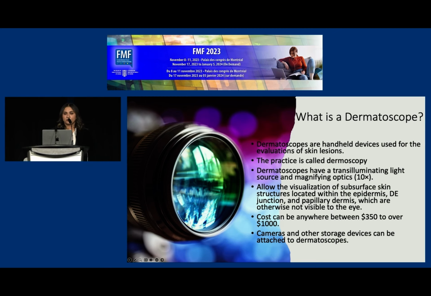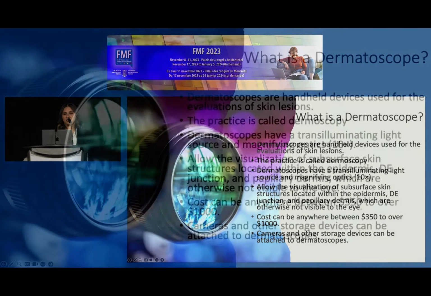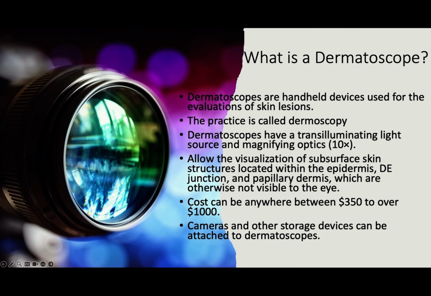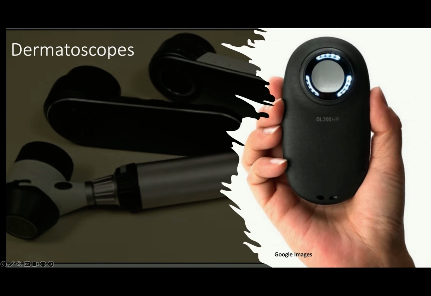So starting off, what is a dermatoscope? Dermatoscopes are handheld devices used for evaluation of skin lesions, and the practice of using them is called dermoscopy. They have a trans-illuminating light and magnifying optics, and they allow the visualization of subsurface skin structures located within the epidermis, the dermoepidermal junction, and the papillary dermis, which are otherwise not visible to the naked eye. The cost of dermatoscopes can be anywhere from $350 to over $1,000. As well, if you're attaching other gadgets to it, like cameras and storage devices, then the price will definitely go up. They come in multiple shapes and sizes and weights, so there is something for everybody based on your ergonomics.